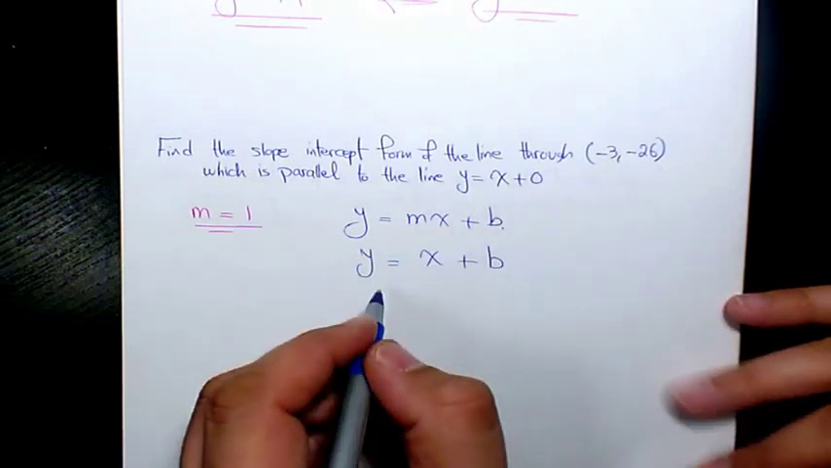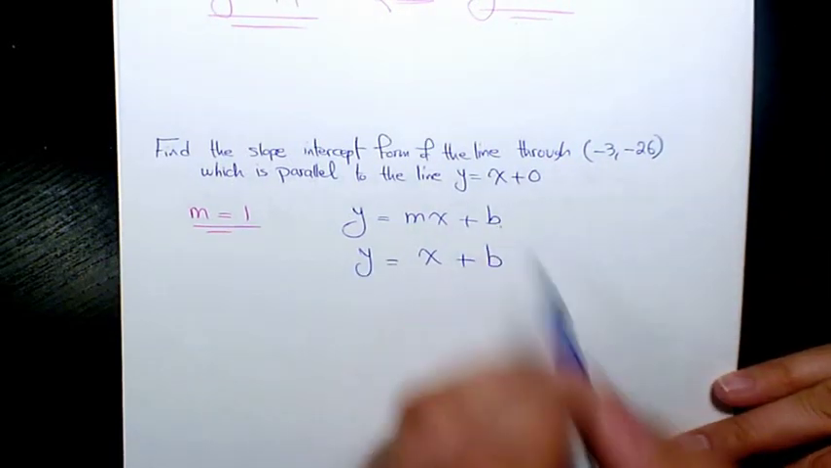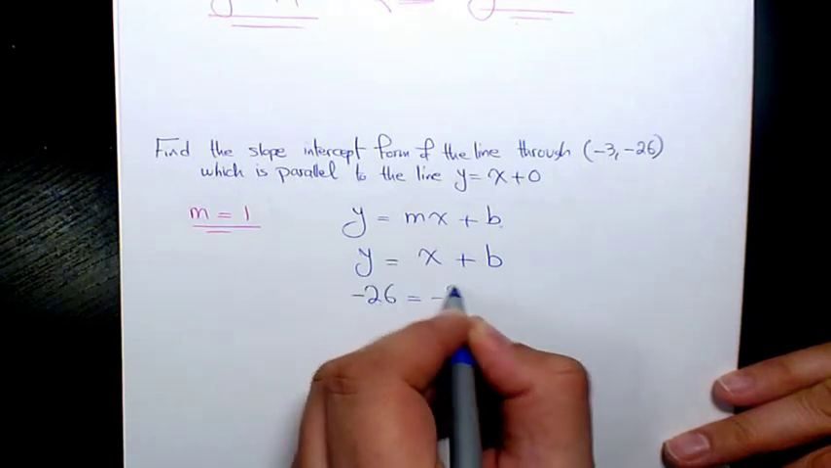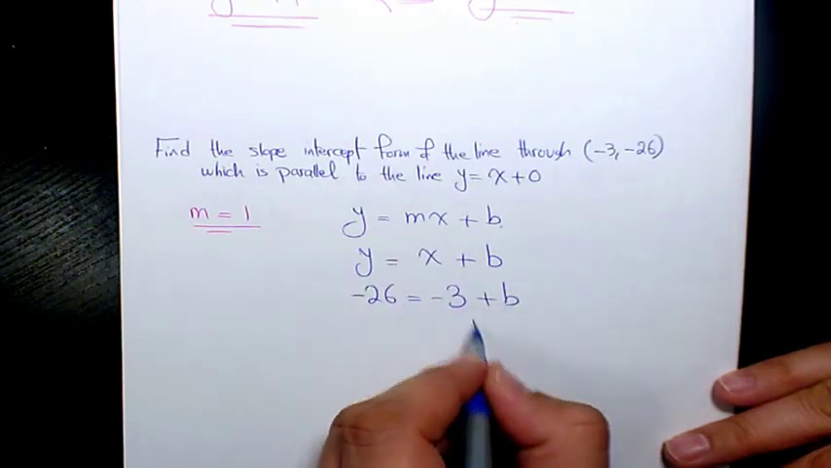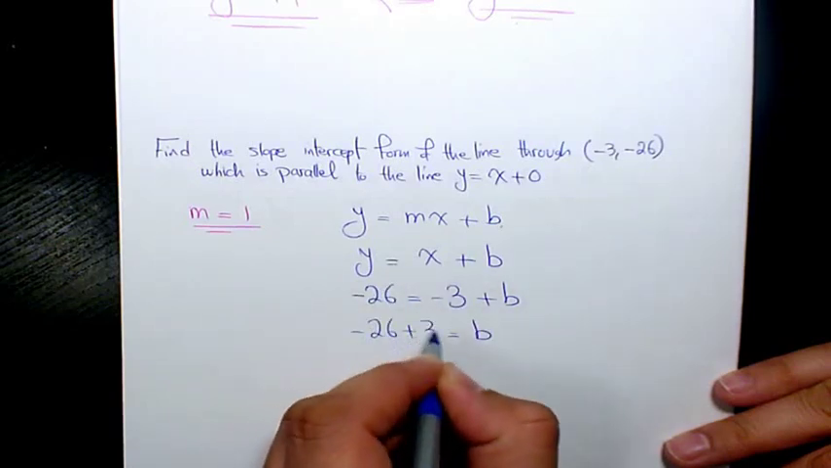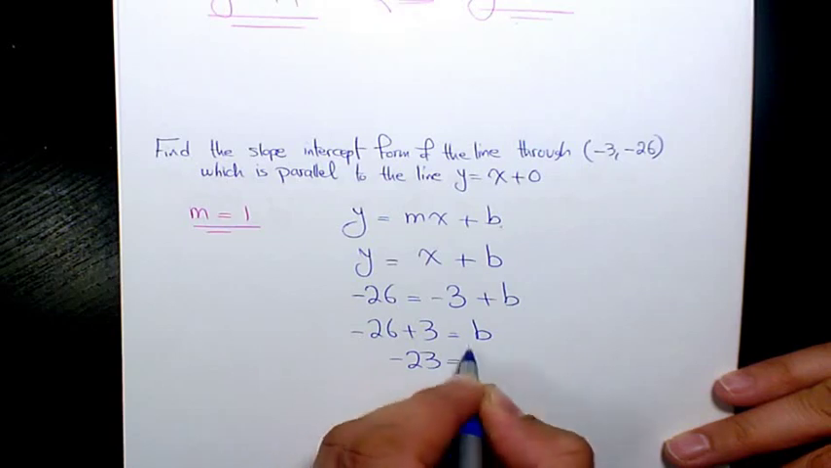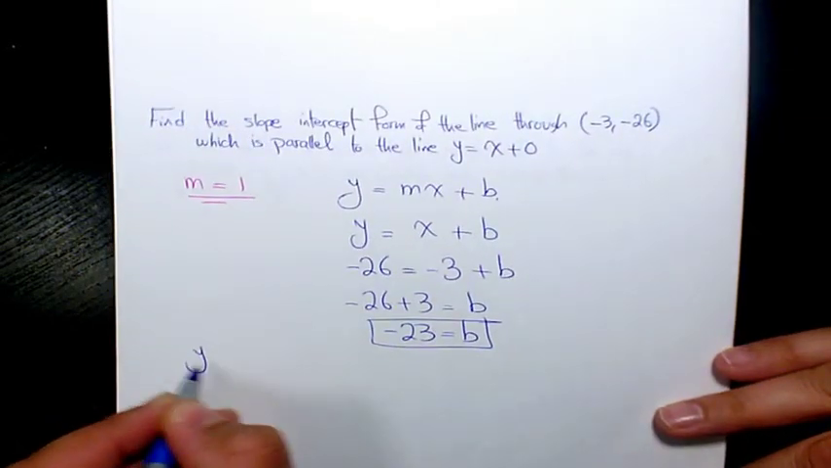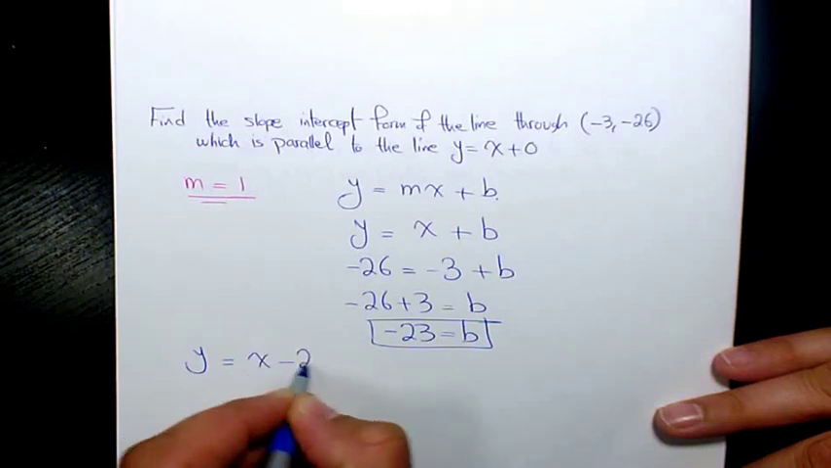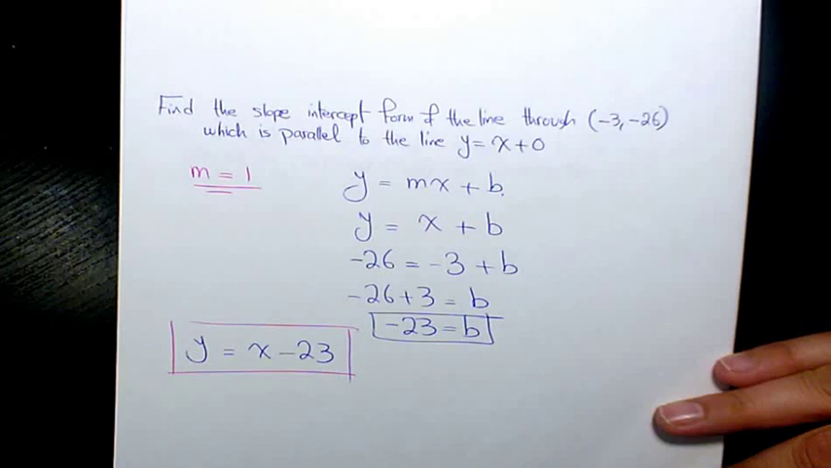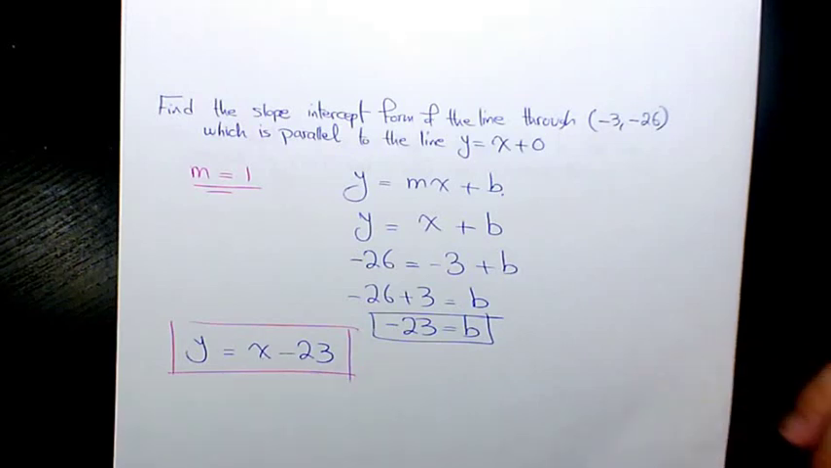Now let's substitute this point here to find out the y-intercept. So we have -26 equals -3 plus b. So b is going to be, isolating it, -26 plus 3, which is -23. So b equals -23, and y will be equal to x minus 23. That's going to be the equation of the line. The slope is 1 and the y-intercept is -23.